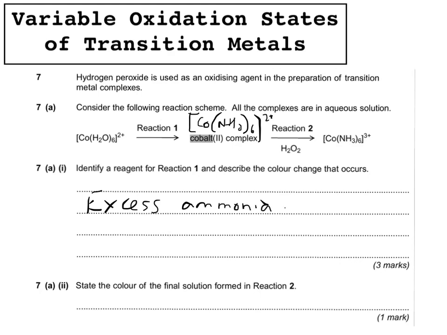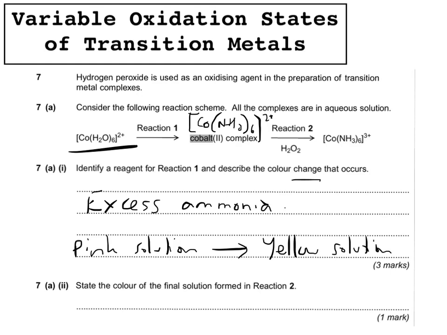And then it says, describe the colour change that occurs. It's important that you read the question very carefully. When it says colour change, it wants the beginning colour and the end colour. So this starts as a pink solution, which is your cobalt hexaaqua complex, and it turns into a yellow solution, which is this complex in the middle, the cobalt 2 complex. And the colour of the final solution formed in reaction 2, when the yellow solution gets oxidised, is a brown solution. So brown is the final colour.